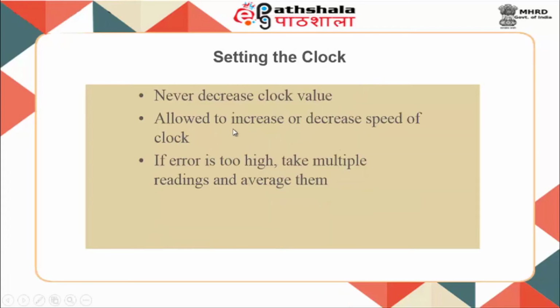So, therefore, we are allowed to increase or decrease the speed of the clock. By increasing the speed of the clock, we can make the clock go faster than it was. By reducing the speed of the clock, we can make the clock go slower than what it was going. So, in case our clock was running ahead of time, we can slow it down by adjusting the speed. Similarly, if it is running slower, then we could set it to go faster by adjusting the speed.